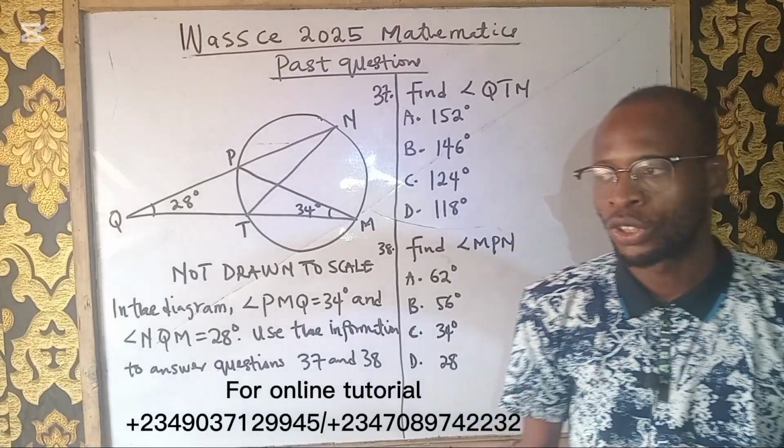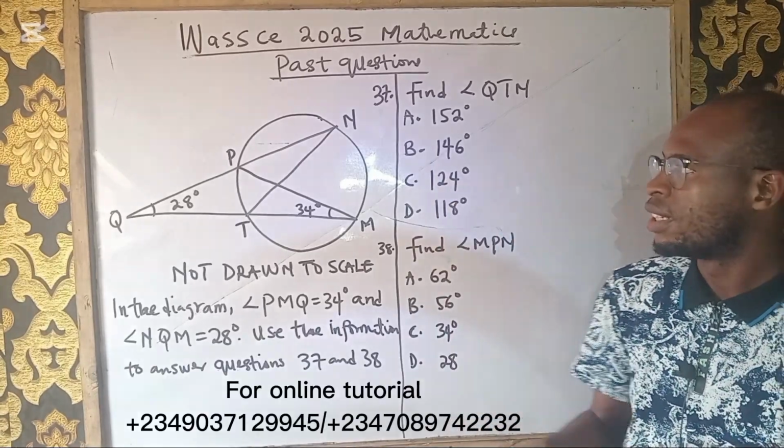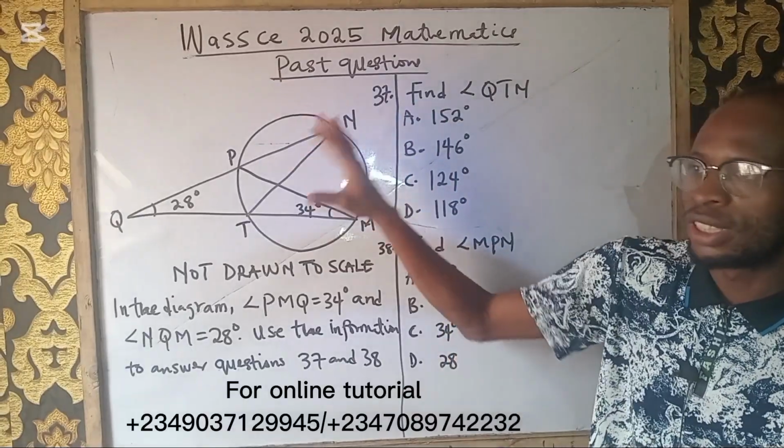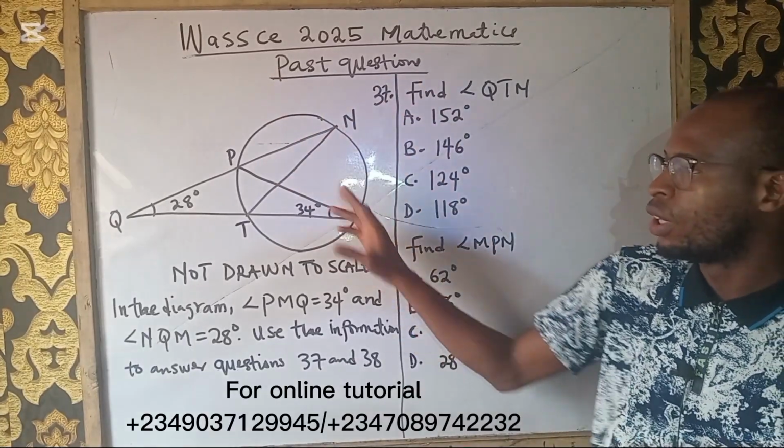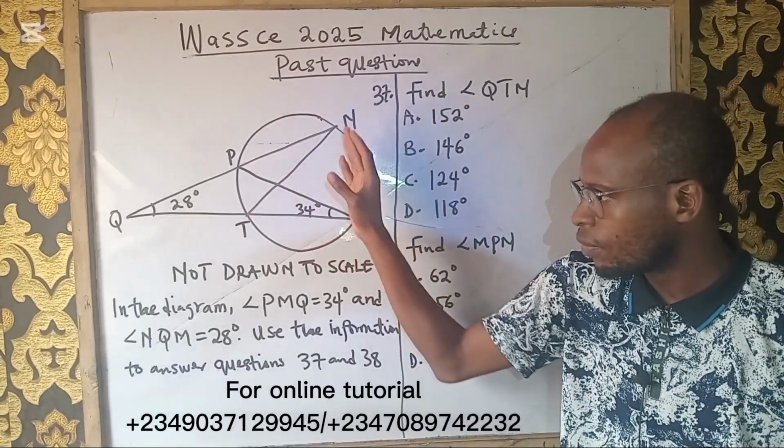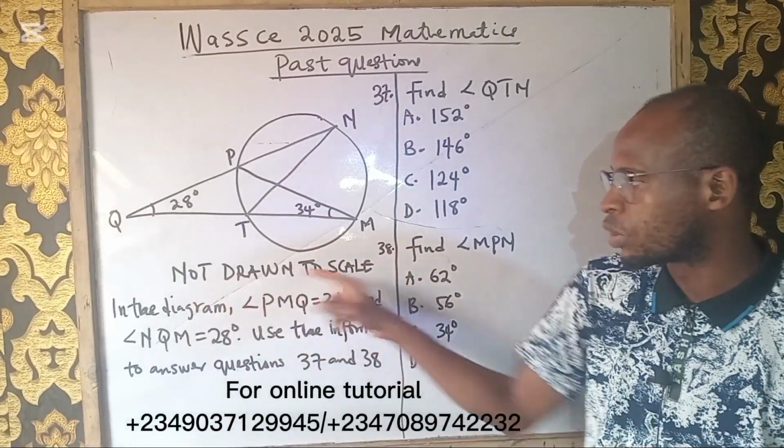So we have the next questions on the board, 37 and 38. Now these two would be used. This diagram will be used to solve these two problems, okay? We are given a circle theorem. We are told that it is not drawn to scale.